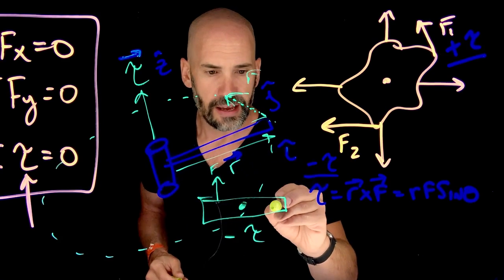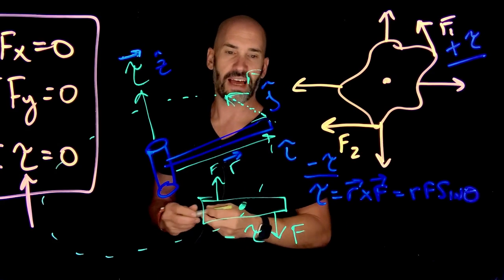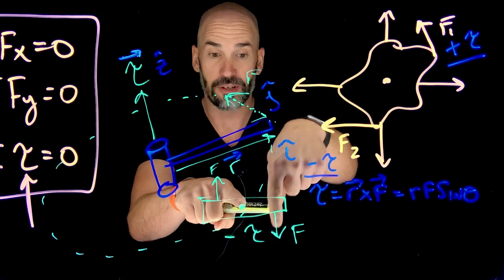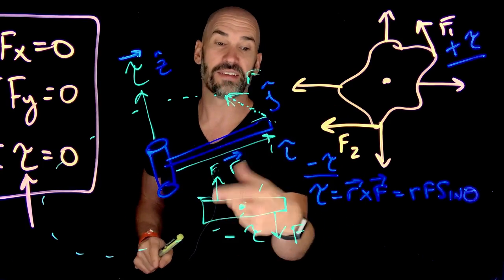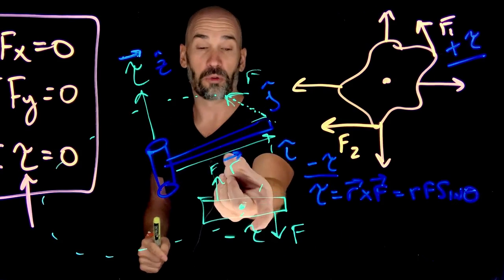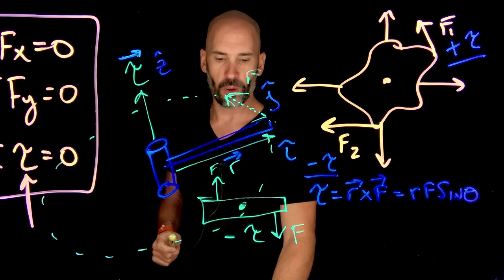What if I put a force here? Take a moment to decide. Well, if I push down here, again, this thing will want to rotate clockwise. That would be a negative torque, right? If I applied a force down, that would want to rotate counterclockwise. That would be a positive torque. All right, I hope that makes sense.